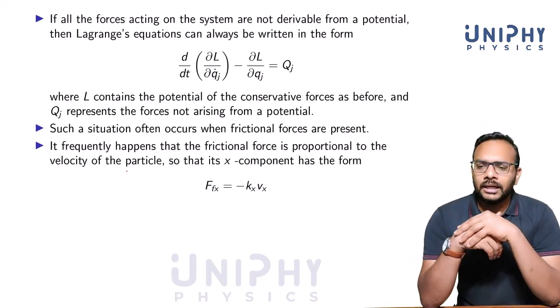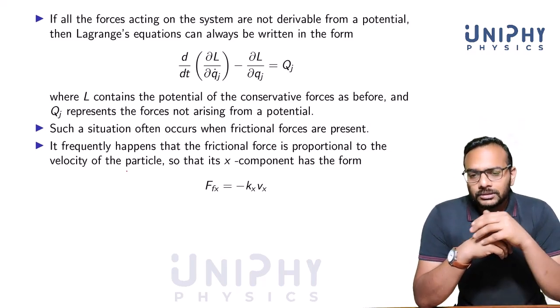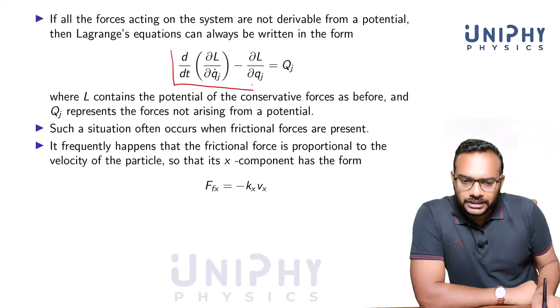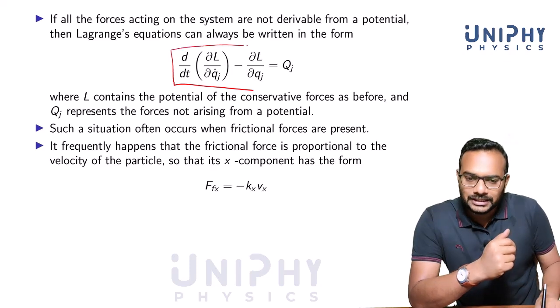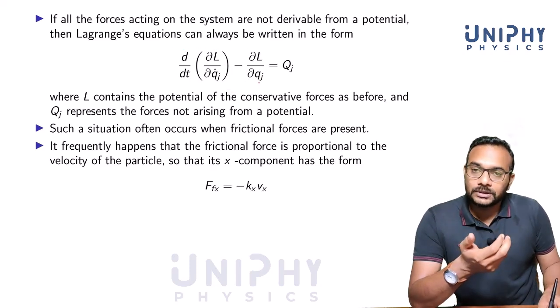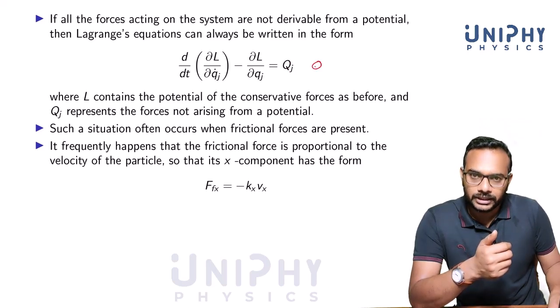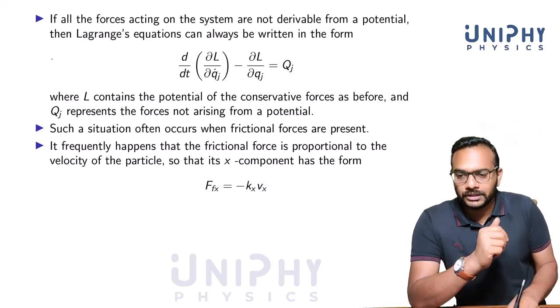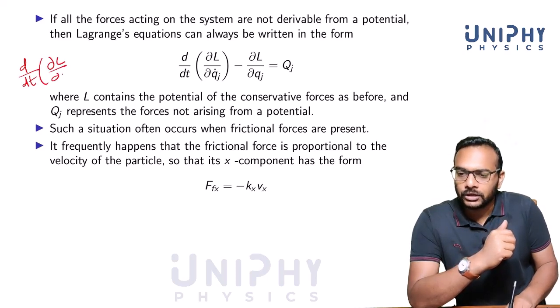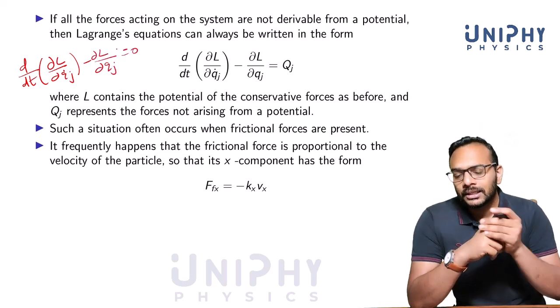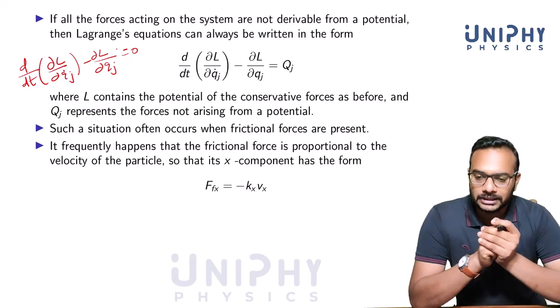Okay. Now, if you remember, we said that we can write the Lagrange's equation, the equation of motion, in this particular form if all the forces are derivable from a potential. In that case, it would be 0 here. So we showed that we can write the Lagrange's equation in this form: d/dt of dou L by dou Qj dot minus dou L by dou Qj, generally if all the forces are derivable from a potential.